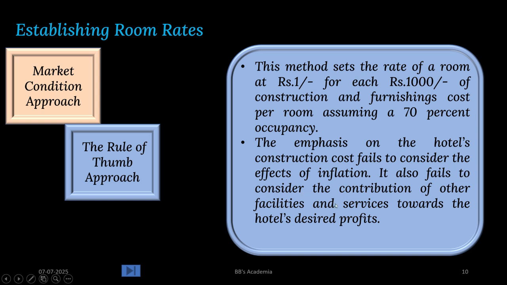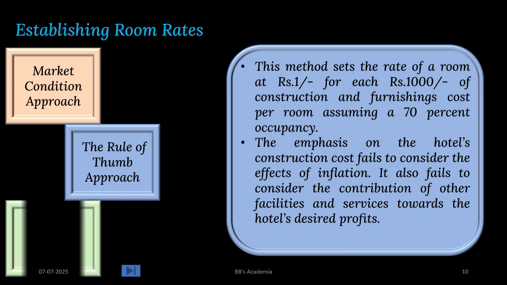It also fails to consider the contribution of other facilities and services towards the hotel's desired profit. Suppose by the time in your hotels you have given so many extra facilities compared to the standard, so that is also not getting calculated. It is very much a fixed kind of concept. Rupees 1 for each 1000 rupees you invest on a room for construction and furniture. Only that much they are covering, considering 70% occupancy throughout the year. So this rule of thumb approach, I will clarify this with an example to make it more clear in front of you.